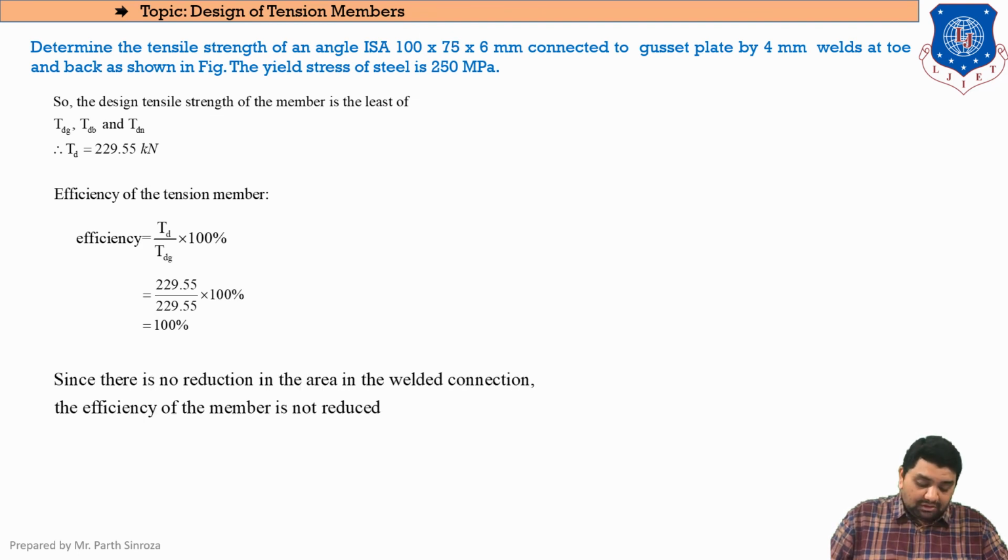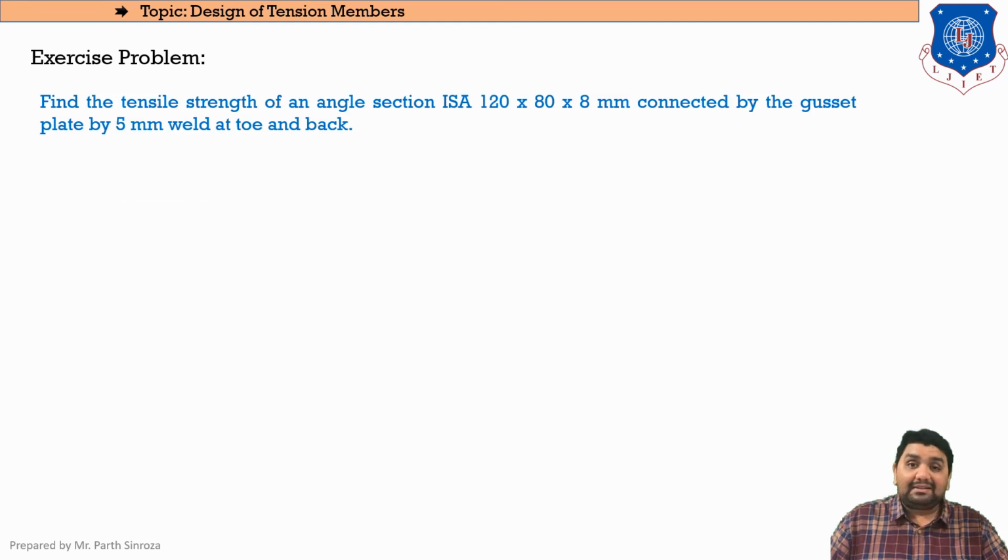And why so? Because since there is no reduction in the area in the welded connection, the efficiency of the member is not reduced. So in most cases, not all cases, but most cases for welded connections, the efficiency we'll get for our plate will be 100%. Whenever the efficiency decreases, it is mostly in bolted sections because we are drilling holes in it. So whenever in the question it is asked to find efficiency, this will be the procedure you follow. So this was also pertaining to our welded connection, and this will be our exercise problem.